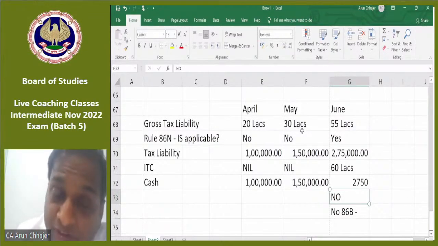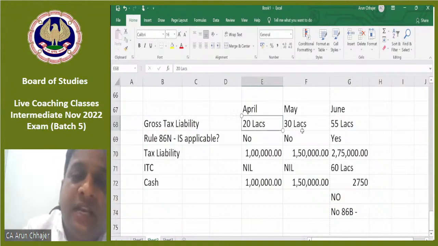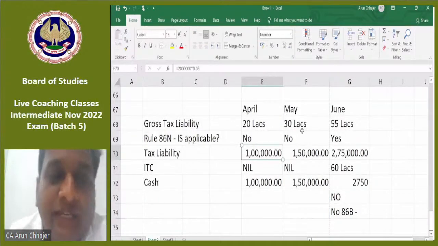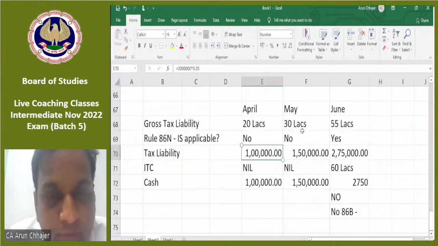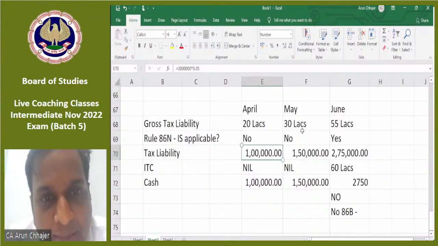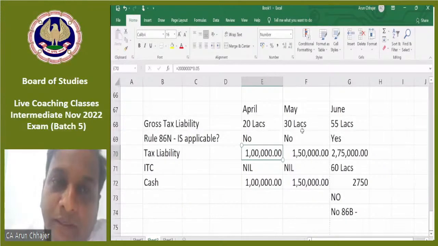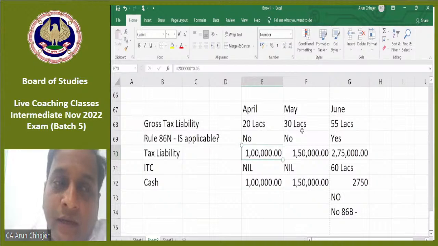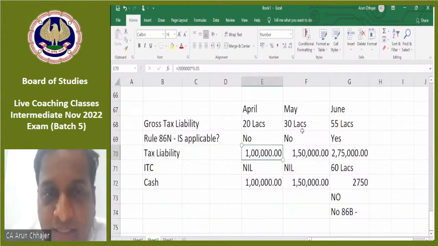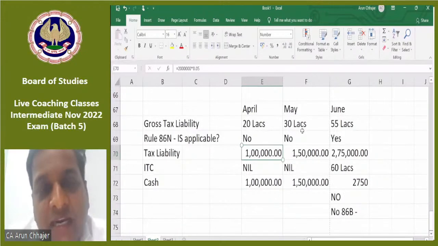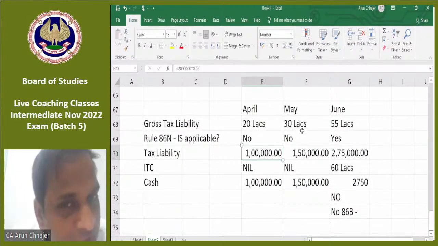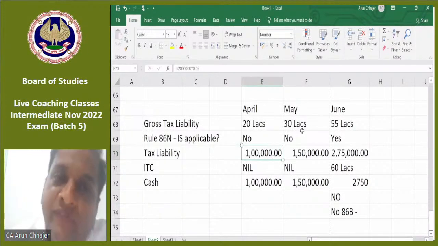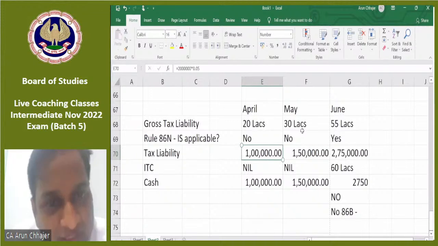Now I have further explained that, assuming the rate of tax is 5%, the liability for April is 1 lakh and for May it is 1,50,000. But what is the problem? In this month, the taxpayer does not have any ITC. So he has to discharge the liability. How will he discharge it? Obviously by depositing the amount in cash.